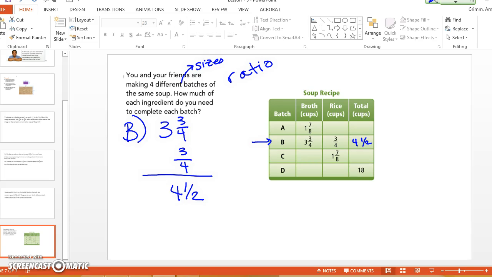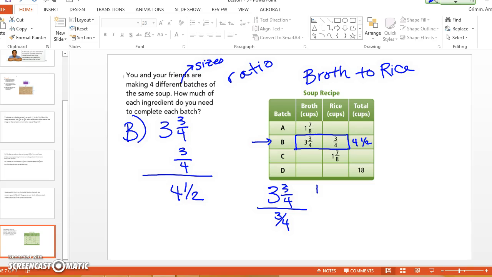All right. The next one then that I want to do is letter D. And actually, before we move on from B, I want to find the ratio of this. I'm just going to say I want to figure out broth to rice. So how would I set that up? 3 3/4 over 2. Good. And I'm going to divide.